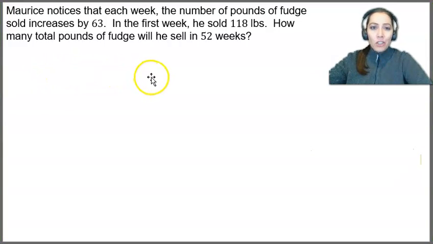Maurice notices that each week the number of pounds of fudge sold increases by 63. In the first week, he sold 118 pounds. How many total pounds of fudge will he sell in 52 weeks?